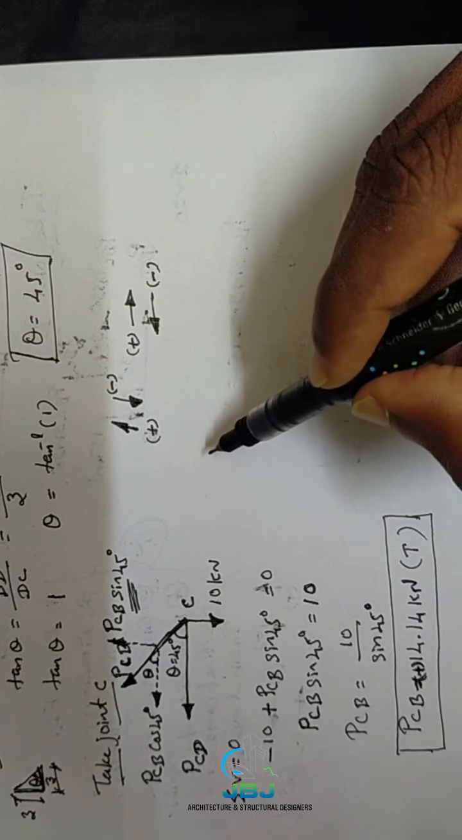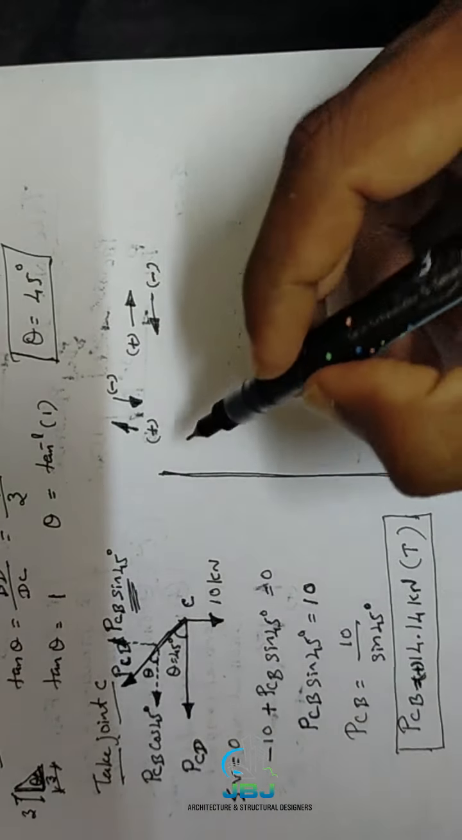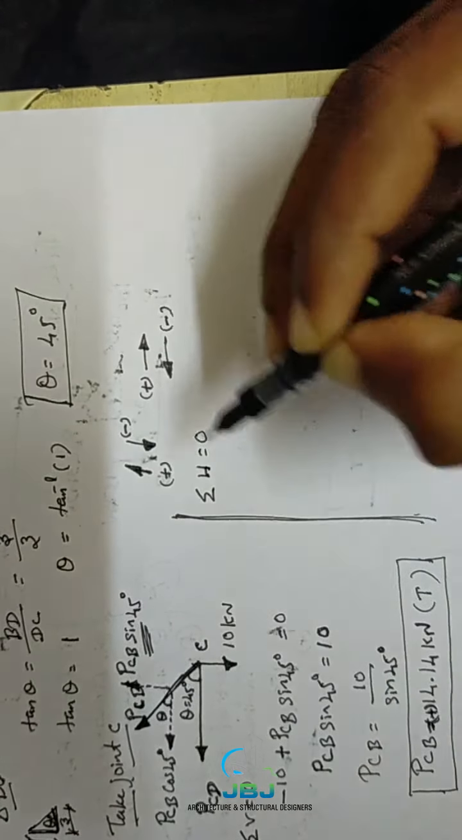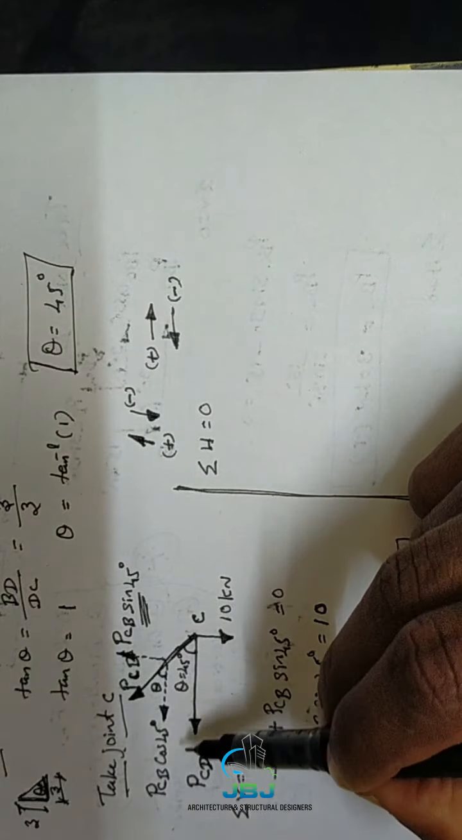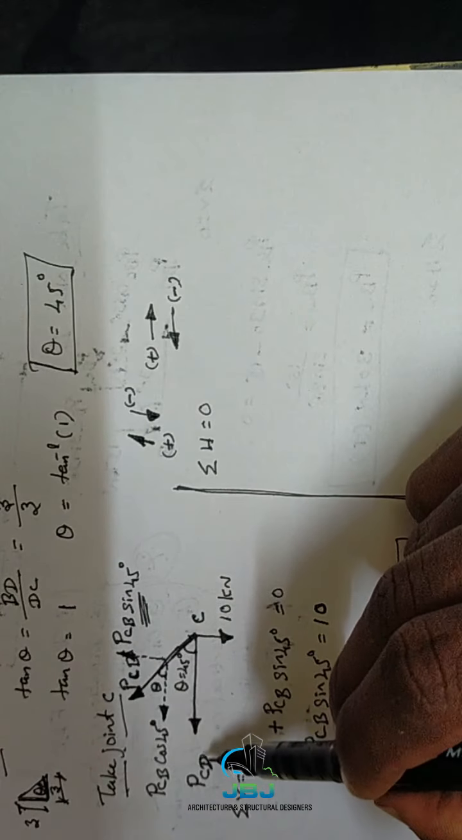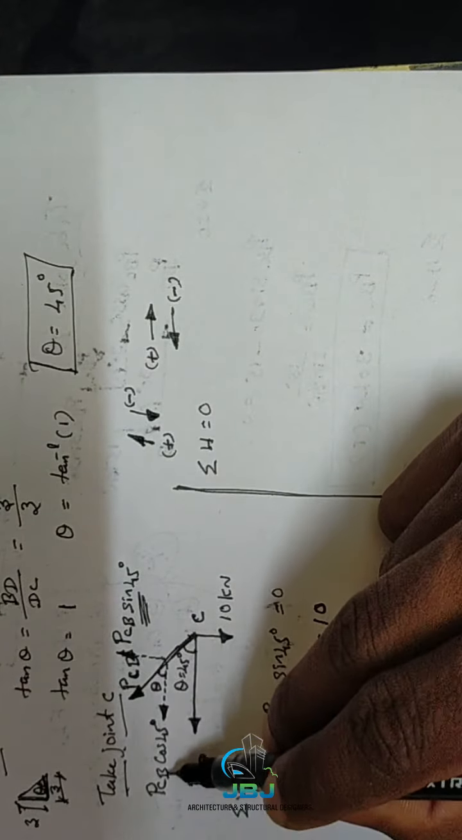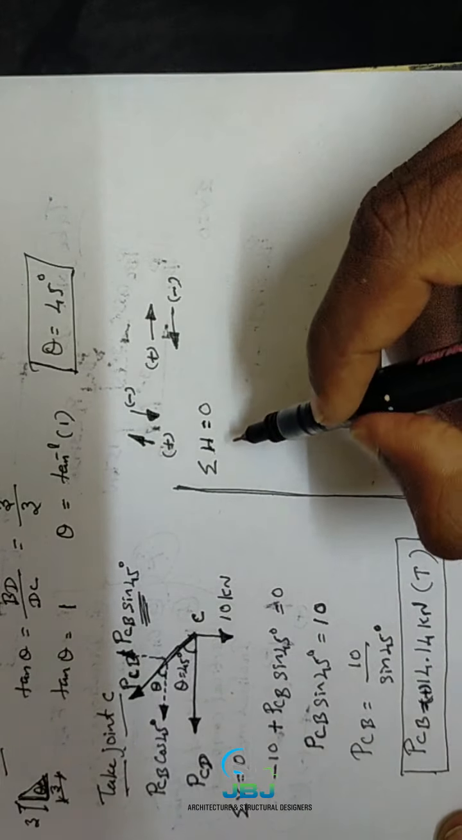Then similarly we are going to find the second condition. What's the second condition? Summation of horizontal components equal to 0. Then look at the diagram, how many horizontal components are over there. Okay, there are two horizontal components. One is the PCD, another is the PCB cos theta. Just write all horizontal components here.